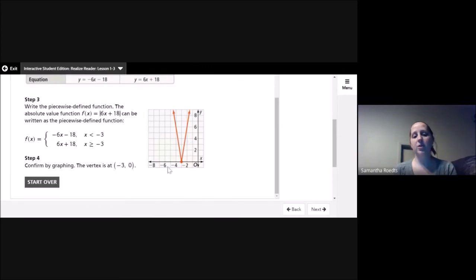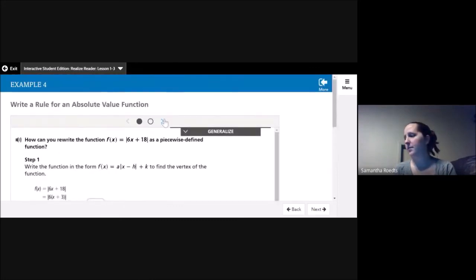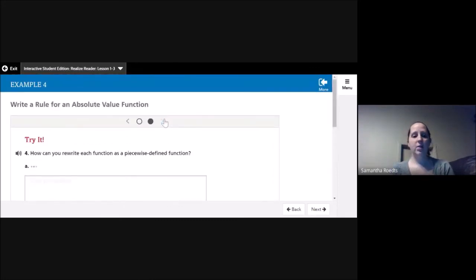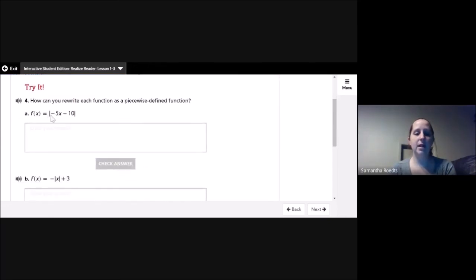Okay. Confirm by graphing, the vertex is at -3, 0. All right, so how can you rewrite each function as a piecewise defined function? I have f of x equals the absolute value of -5x minus 10. So f of x equals absolute value -5 times x plus 2.